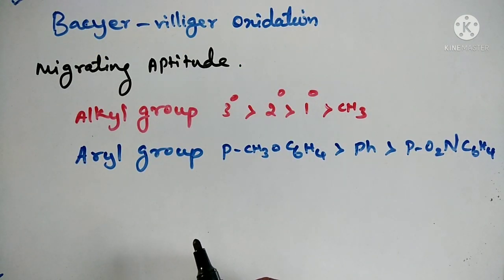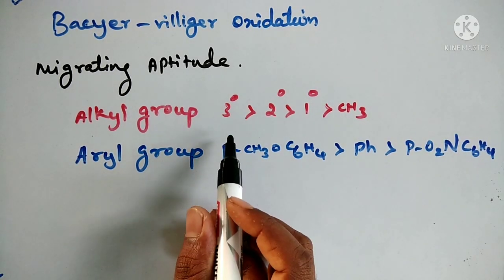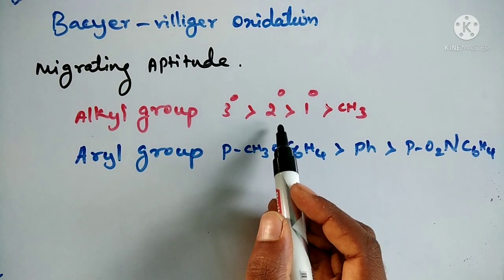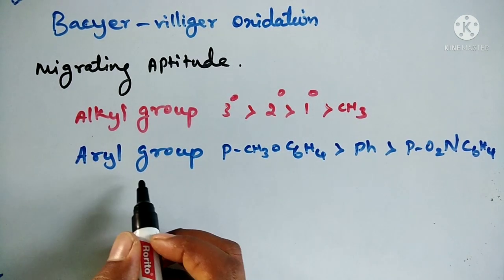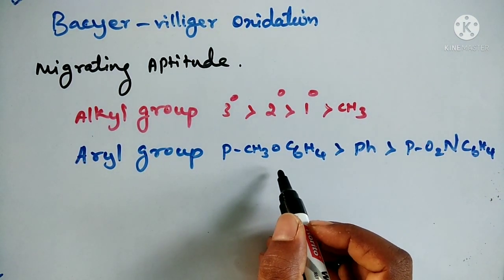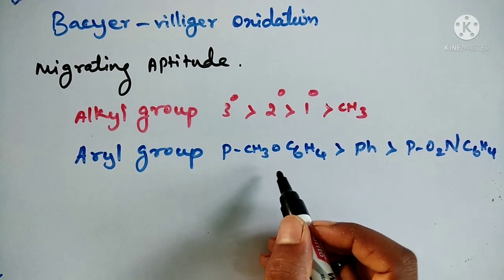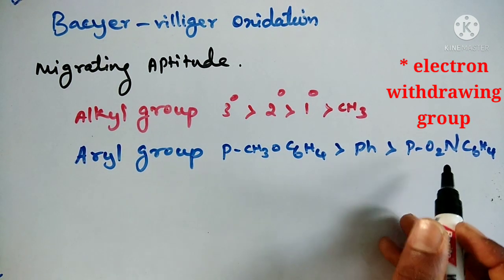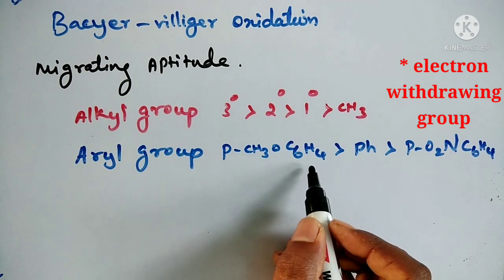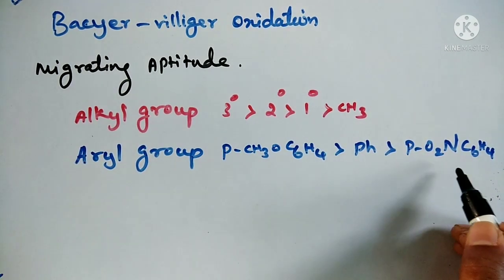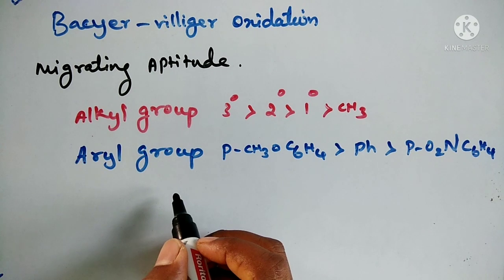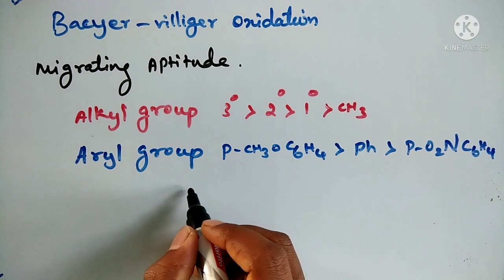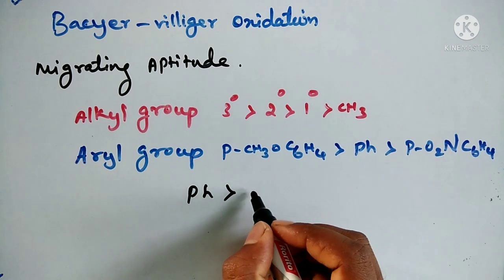Let's discuss the migrating aptitude of this Baeyer-Villiger oxidation. In the alkyl group, the migration is tertiary preferable than the secondary. The secondary is preferable than the primary, than the methyl. At the same time, in aryl groups, the electron donating group migrates faster than the electron withdrawing group. For example, orthomethoxyphenyl is preferable than the phenyl. Phenyl is preferable than the paranitrophenyl. If you compare aryl and methyl or primary alkyl, the aryl group is more preferable than the methyl group.